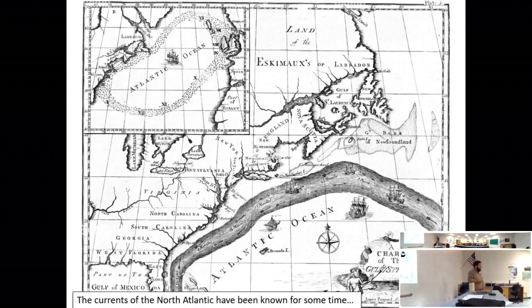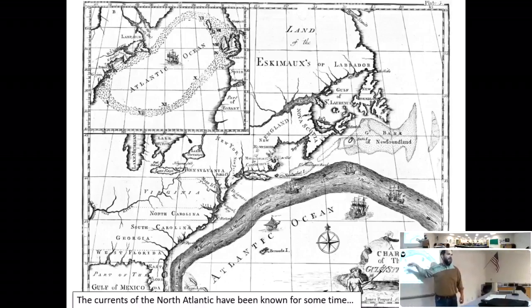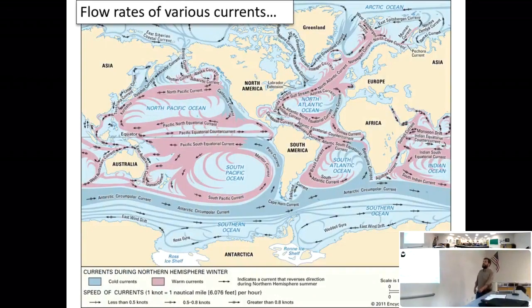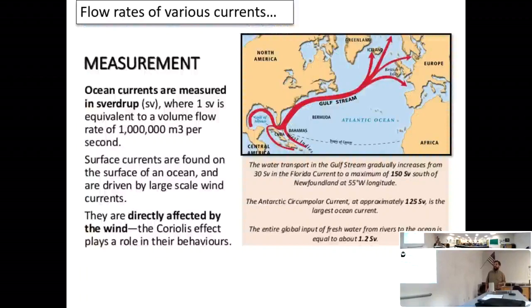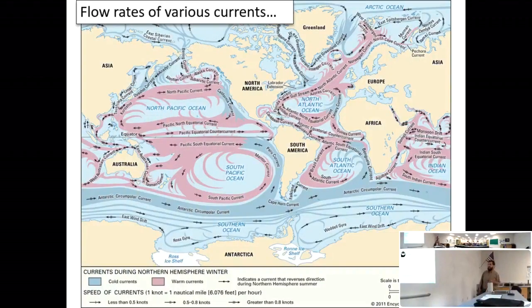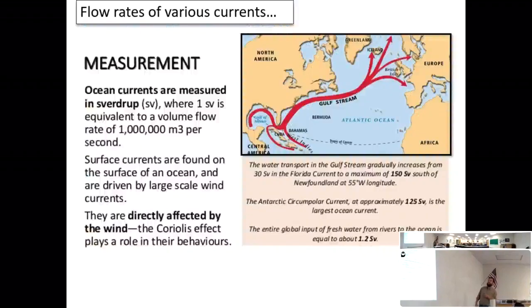Here are some historical maps of the Gulf Stream from the 1700s. If I'm not mistaken, this might be a map that Benjamin Franklin developed, plotting out the Gulf Stream. As you can imagine, historically very important. Here are flow rates of different currents. I don't think I have too much to say about this. It's kind of small and hard to see, so I may replace that one.